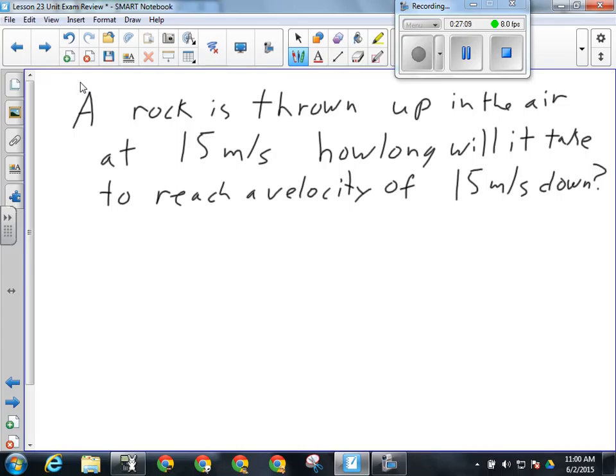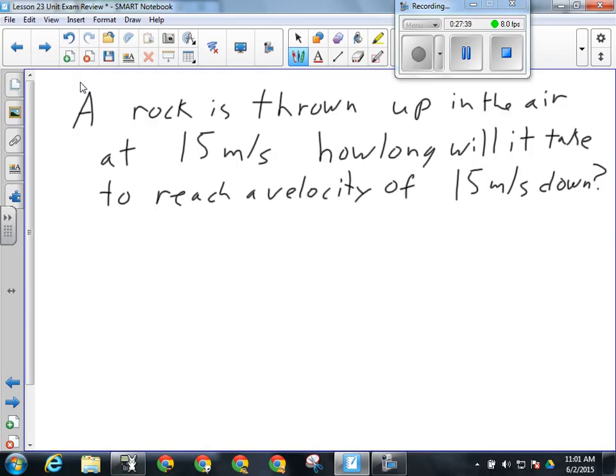I'm throwing this rock up in the air at 15 meters per second. I want to know how long it'll take for it to reach a velocity of 15 meters per second down. I'm standing on the edge of a cliff, and I throw it up in the air, and then I move out of the way so it's got room to fall below me. Because if it was just me standing there, it would actually reach negative 15 by the time it came back to me.